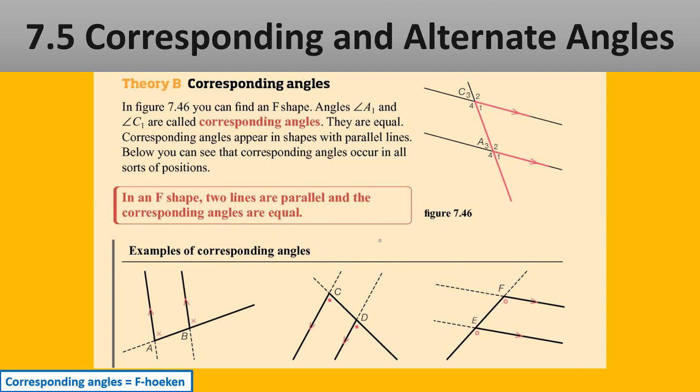Hey everyone, we're going to continue down the road in 7.5. The first theory was about alternate angles. We're now going to take a look at corresponding angles, which they also changed the name of in the previous version of Numbers Space. They were just called F-angles, just as in Dutch they are called F-hoeken.